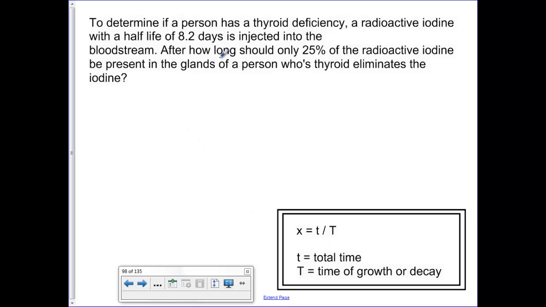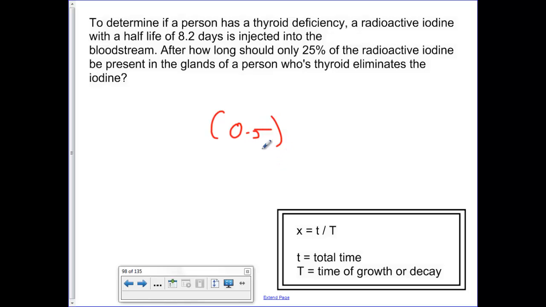Okay. So my question here is, how long until only 25% of the iodine is left? Like, how do we figure out when there's only 1/4 left? So let me try building an equation here. If something has a half-life, it keeps getting cut in half over and over and over again. What's the base going to be then? 0.5, yeah. So 0.5 is my base.